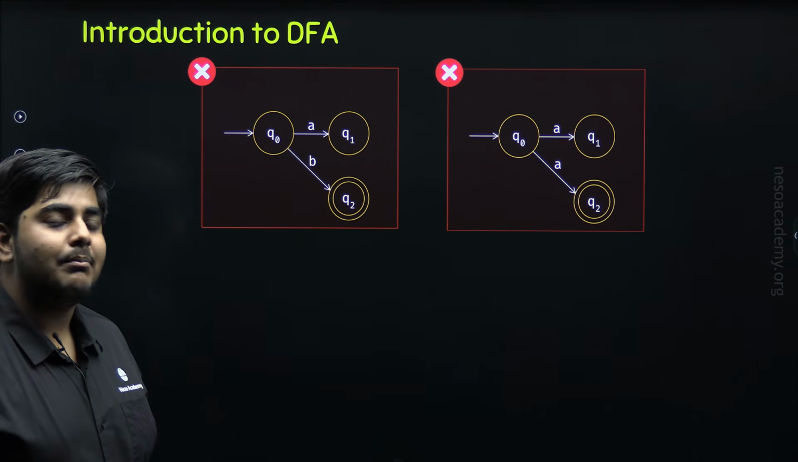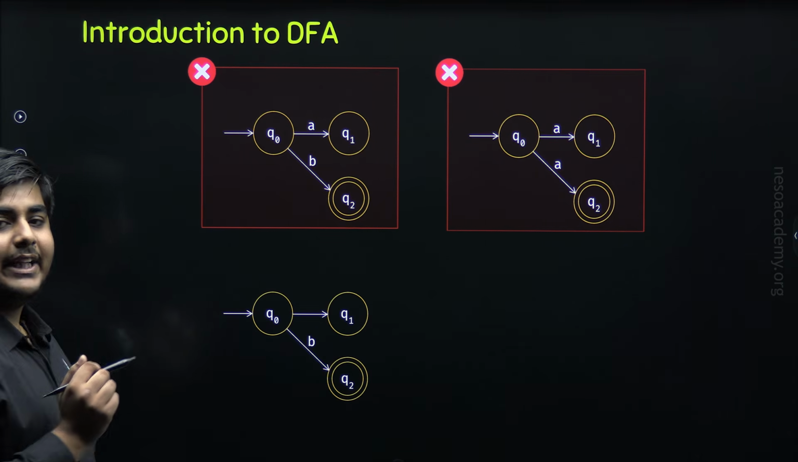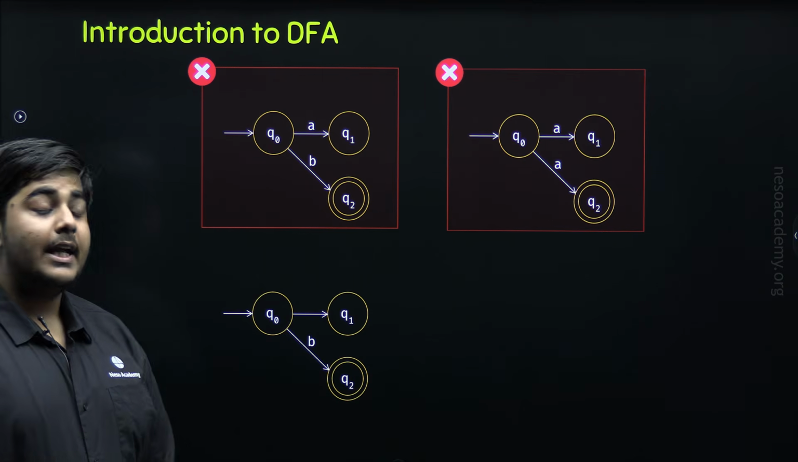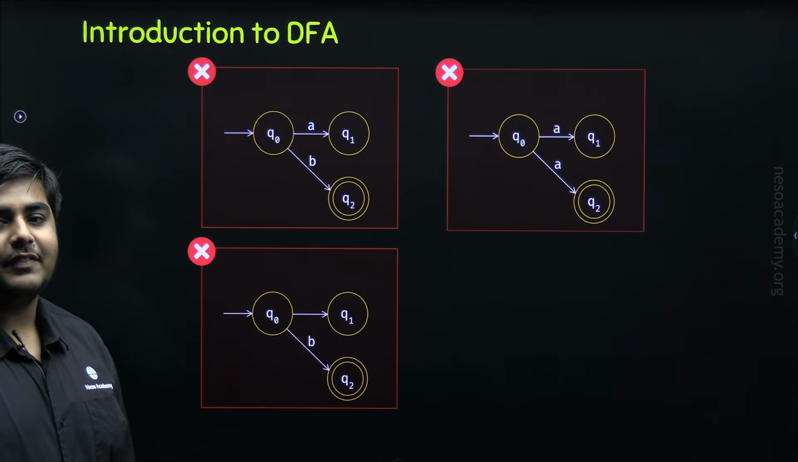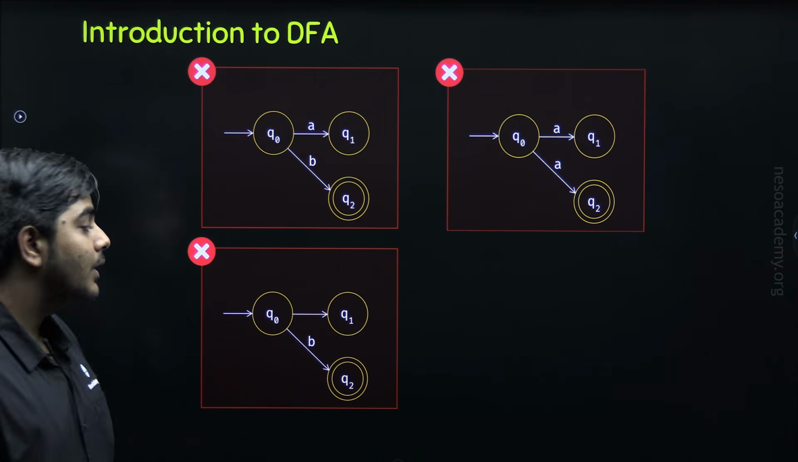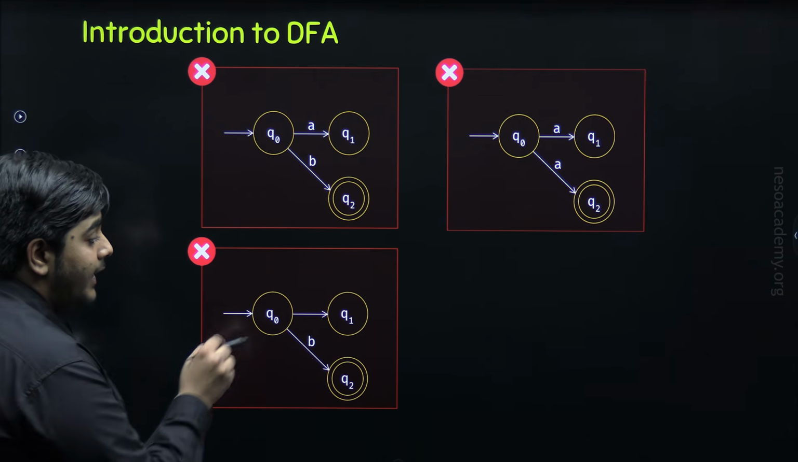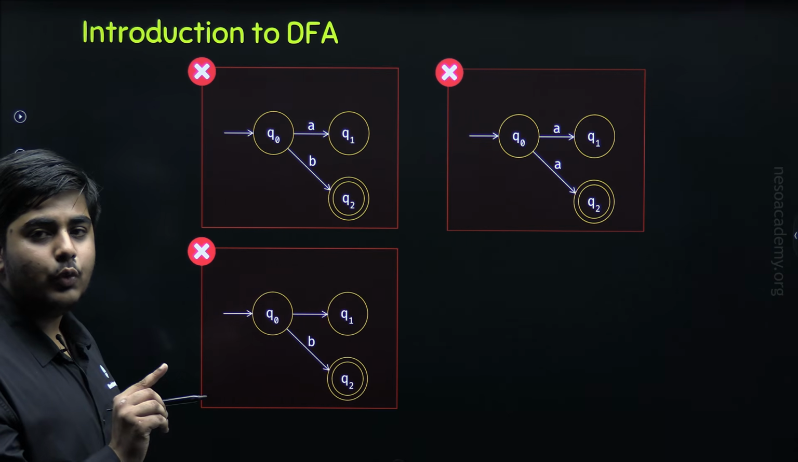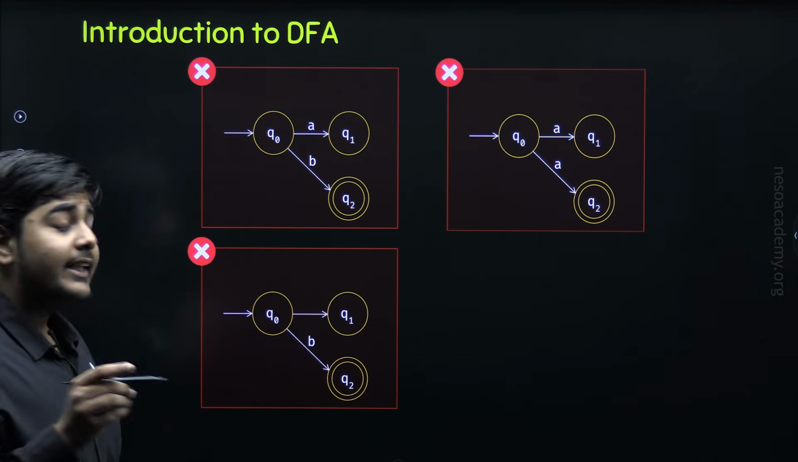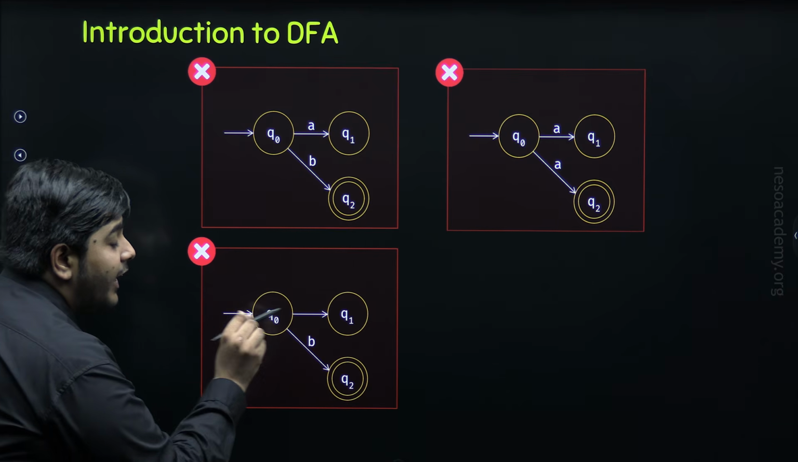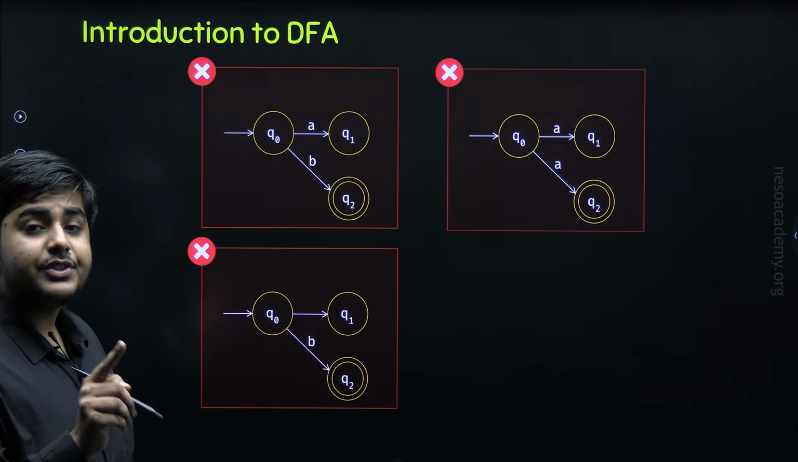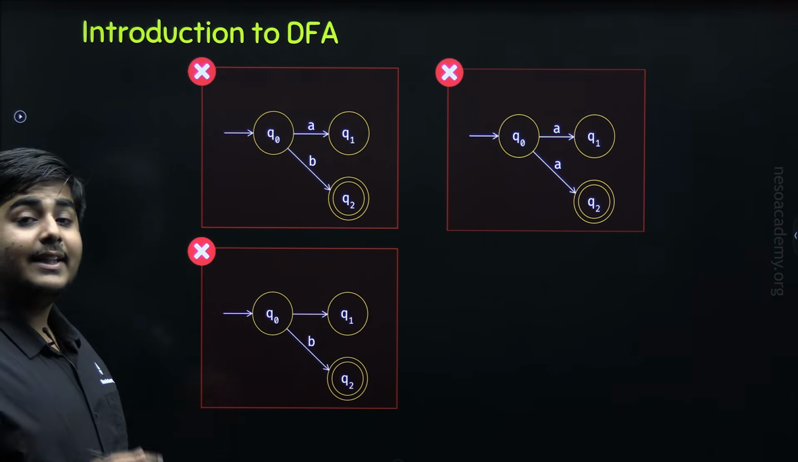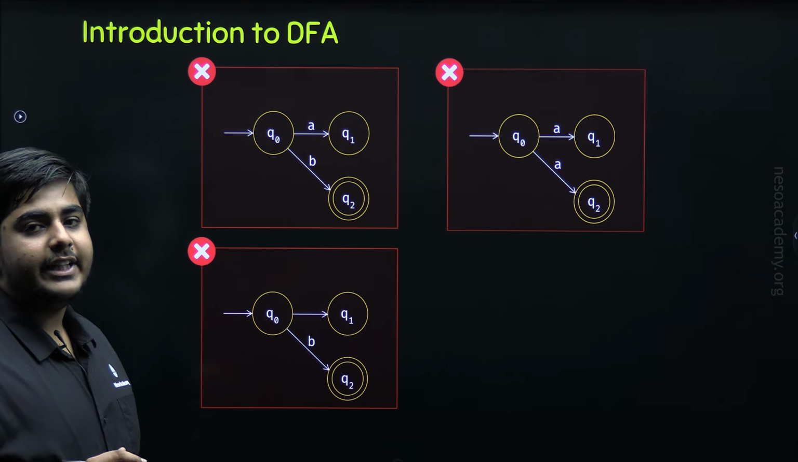Let's take our third example. Tell me whether this is a DFA or not. This is also not a DFA. Let's find out why. Because in this case, you can see this transition is an epsilon transition or a null move. And I have told you that every transition in a DFA should be triggered by an input symbol. But here, there is no input symbol. That is why this transition diagram is not a DFA.